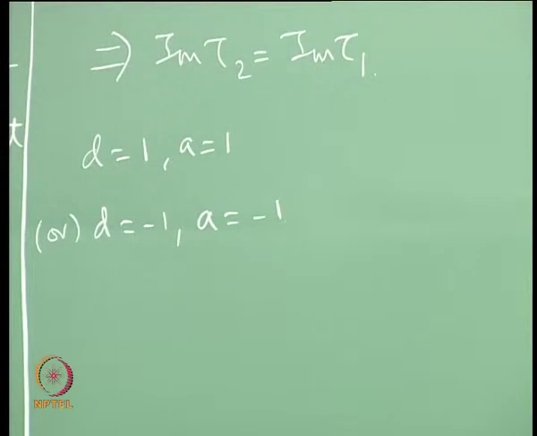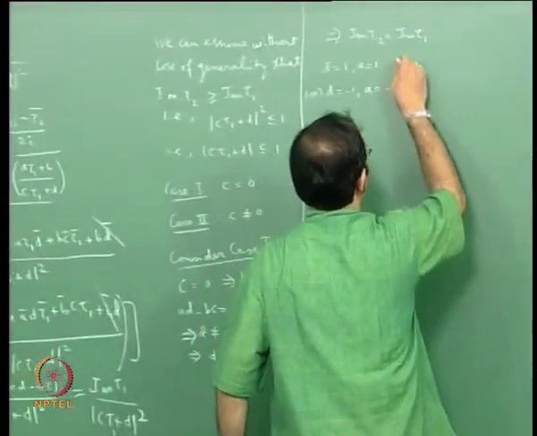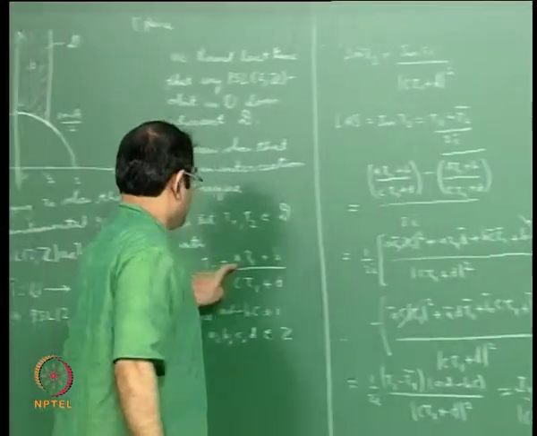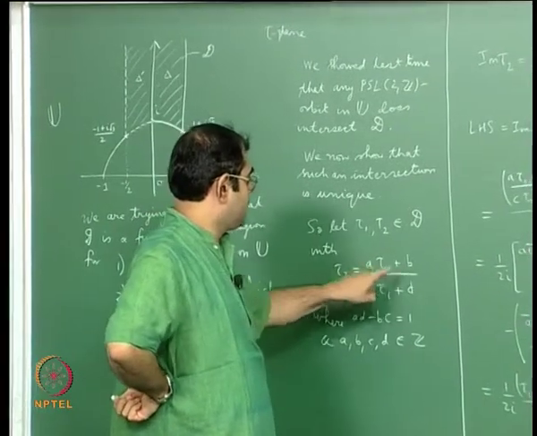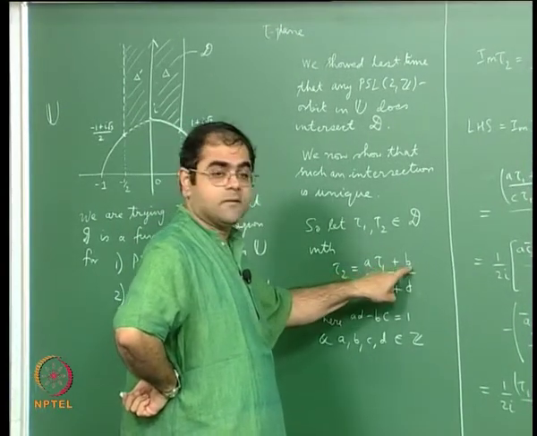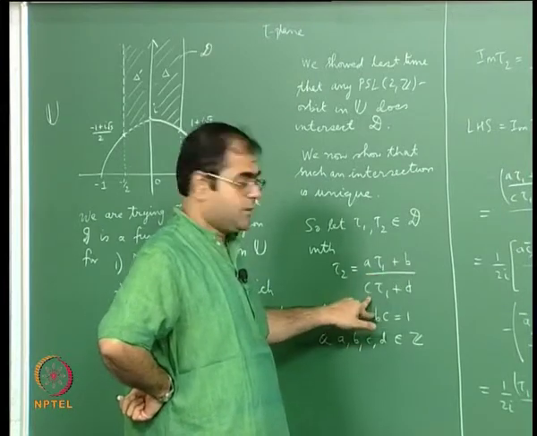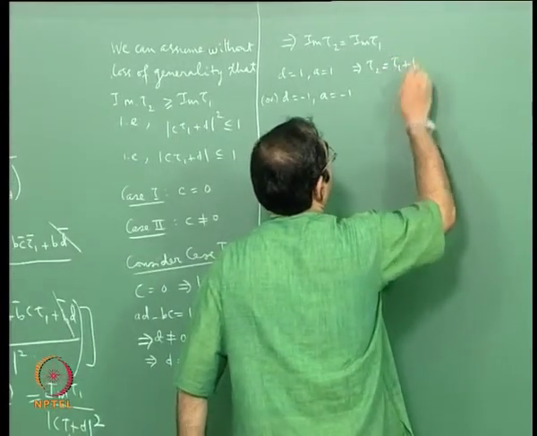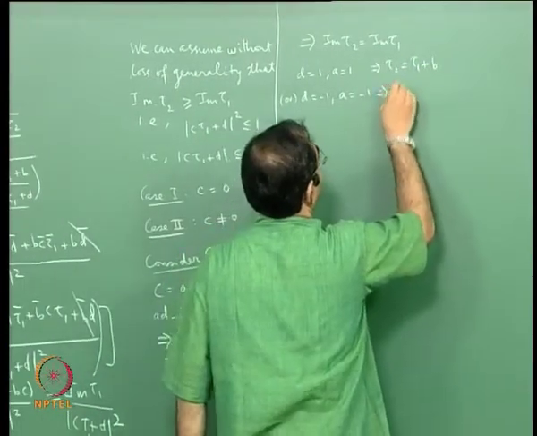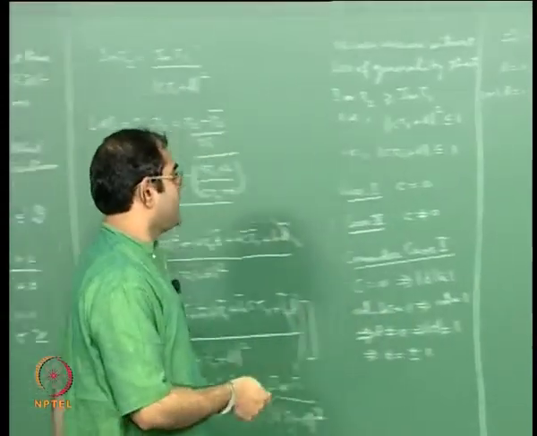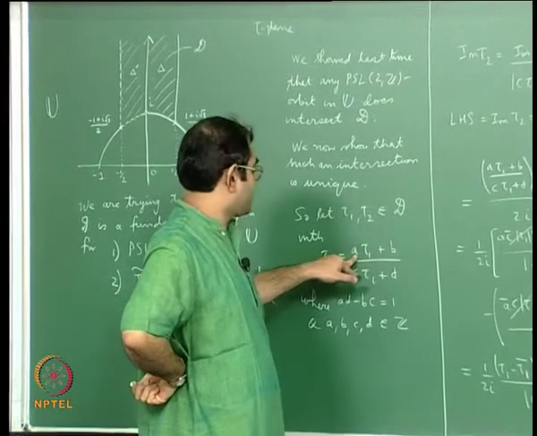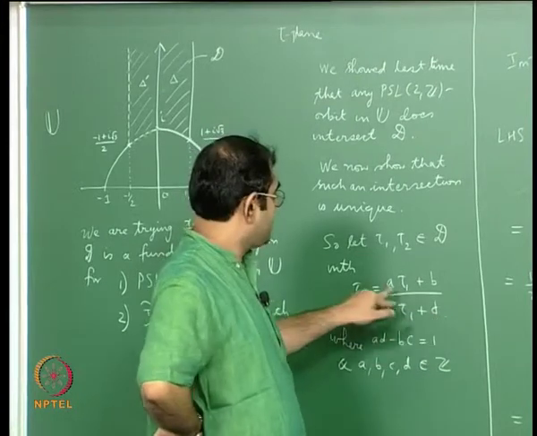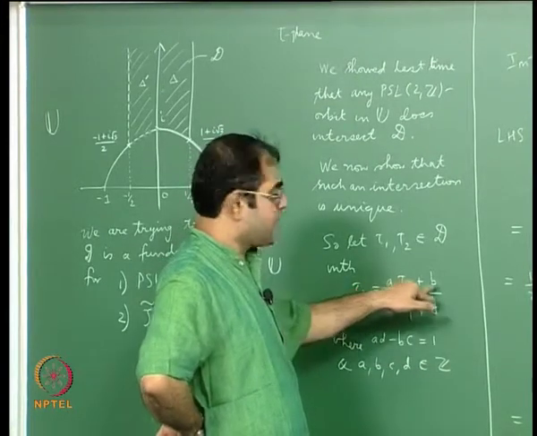And well, then what happens to tau 2, so in this case tau 2 will be, well, if I put it here a is 1, so I will get tau 1 plus b, okay, divided by c is 0, d is 1, so I will get tau 1 plus b, so I will get tau 2 equal to tau 1 plus b, okay, and in this case I will get tau 2, well, if I plug in I will get tau 1 minus b, because I will have to put a equal to minus 1, okay, and I will have to put d also as minus 1, so I will get tau 1 minus b, okay.